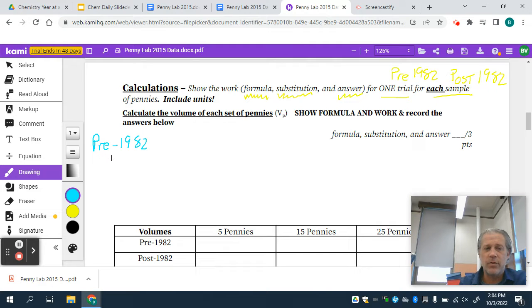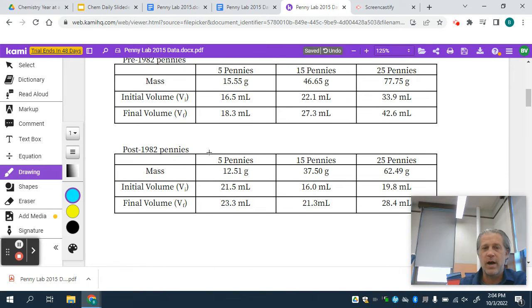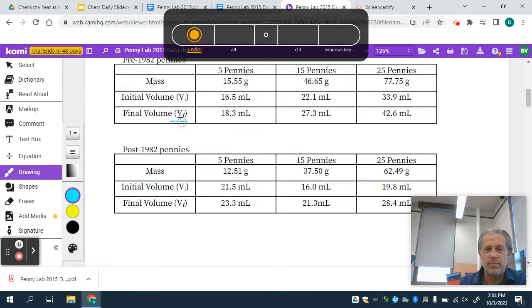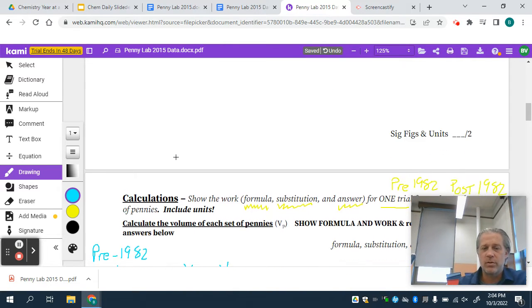And my formula is going to be volume of pennies equals the final volume minus the initial volume. So I'm going to go back up and I'm going to look at my data table. And so I'm looking at my pre 1982 pennies now. Here's my final volume, and here's my initial volume. So I'm going to take these values here. So I'm going to take the 18.3 milliliters minus the 16.5 milliliters, and I'm going to work that out.